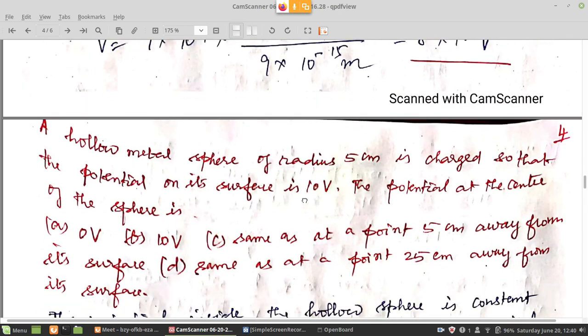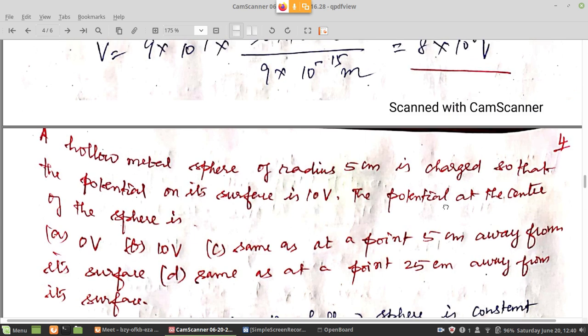Okay, good. So next is a hollow metal sphere of radius 5 centimeter. Hollow metal sphere, please remember this, and radius is given, is charged so that the potential on its surface is 10 volt. The potential at the center of the sphere is, just think and tell me. Hollow metal sphere, that is very important, you have to note down that, and it has a radius of 5 centimeter and it is charged sphere, so there is a potential on its surface that is 10 volt. What will be the potential at the center of that sphere?